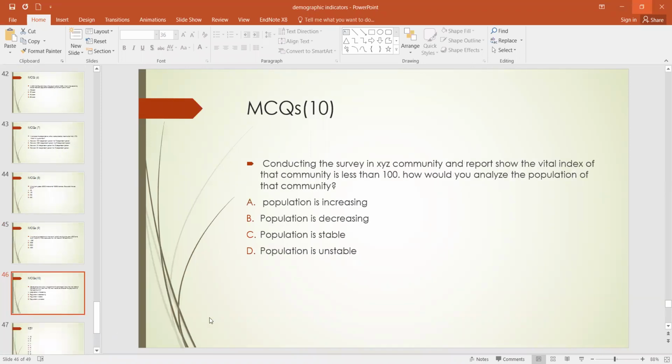Conducting the survey in XYZ community, the report shows the vital index of that community is less than 100. How would you analyze the population of that community? Population is increasing, population is decreasing, population is stable, or population is unstable? B is the right answer. Population is decreasing because vital index is less than 100.